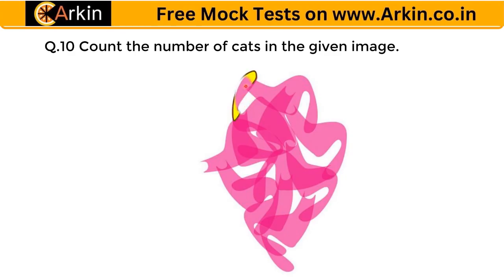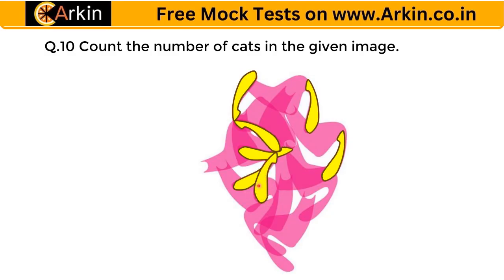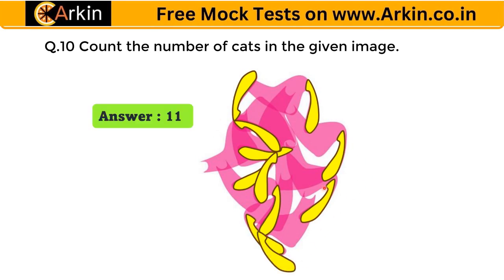So this is 1, 2, 3, 4, 5, 6, 7, 8, 9, 10, 11. So there are total 11 tails. So there are total 11 cats. So the answer will be 11.